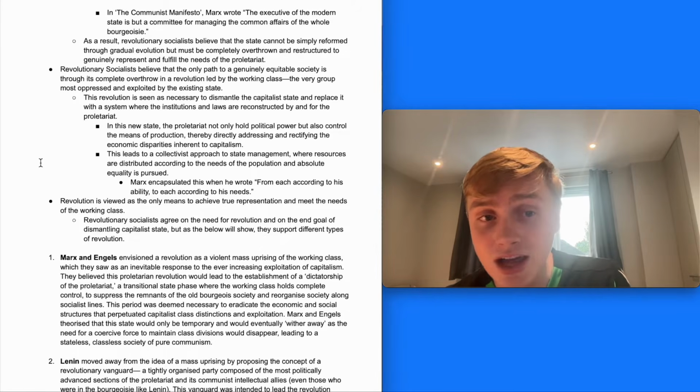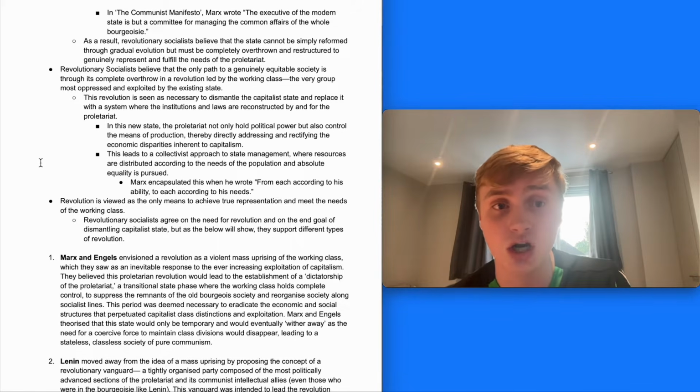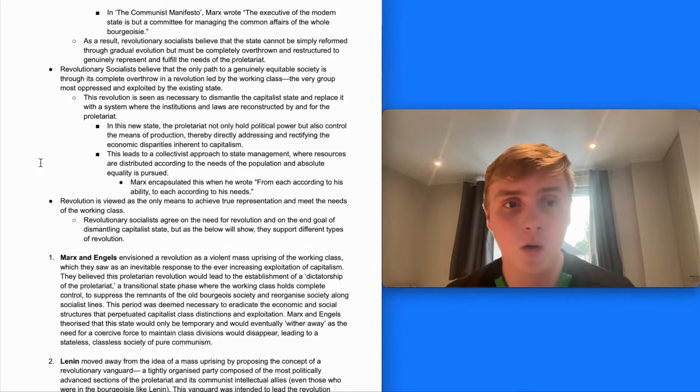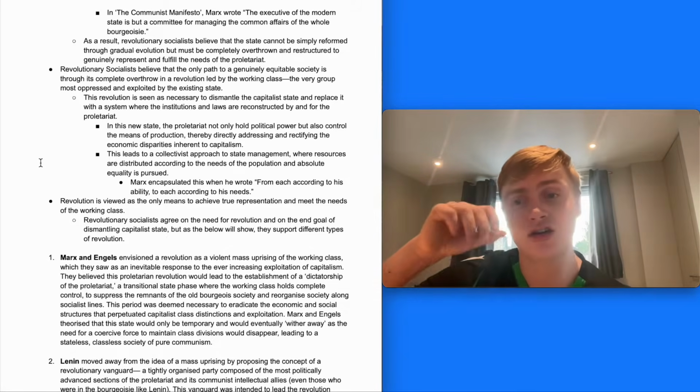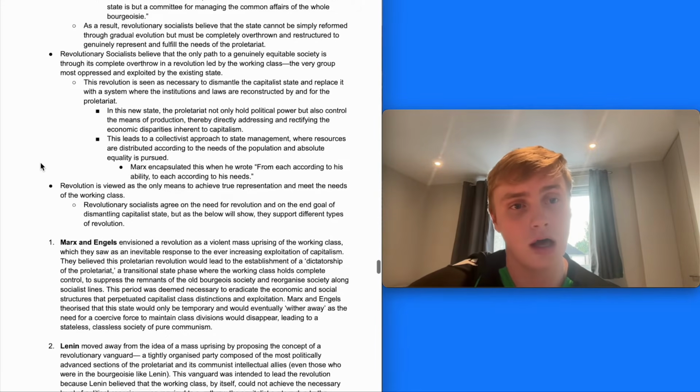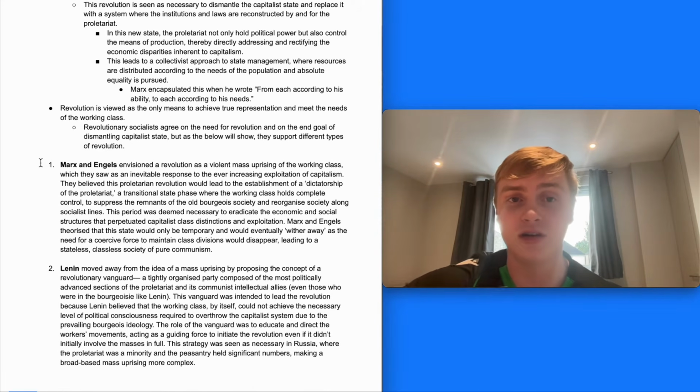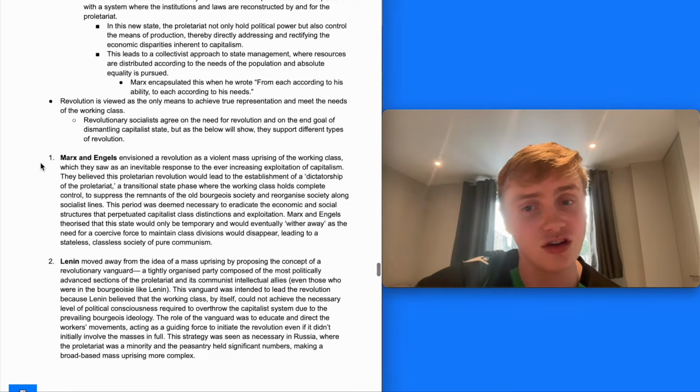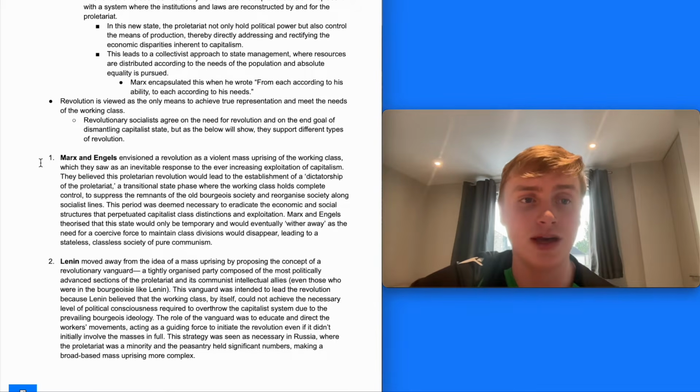And in this new state, the proletariat not only holds political power, but also control of the means of production, thereby directly addressing and rectifying the economic disparities inherent to capitalism. So there's a collectivist approach to state management, where resources are collectively controlled through nationalisation, common ownership, complete workers' control, and distributed equally according to the needs of the population, so that absolute equality is pursued.